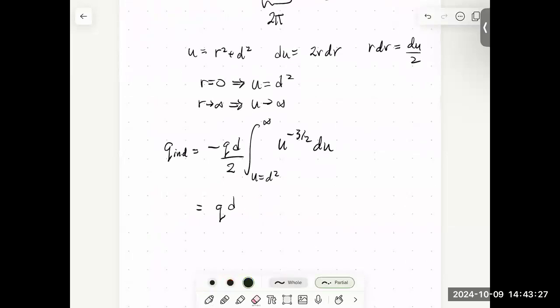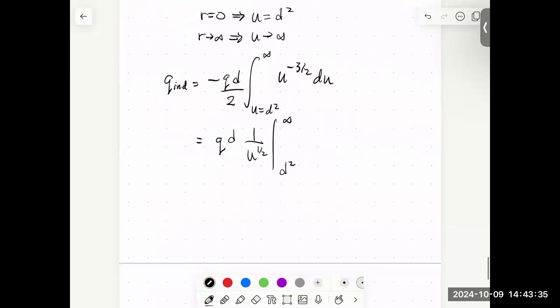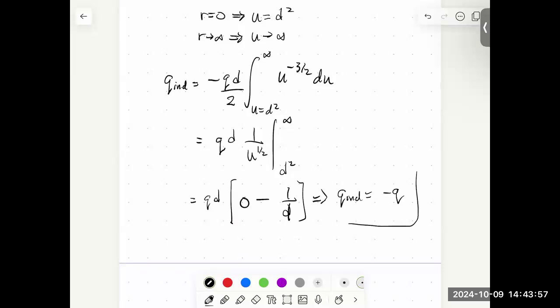U to the 1 over u to the 1/2 from d squared to infinity. Now look at that, q_induced. At infinity, 1 over root u is 0, minus 1 over the square root of d squared is 1 over d. And so we end up with q induced is equal to minus q. All right, so that's a cute little result.